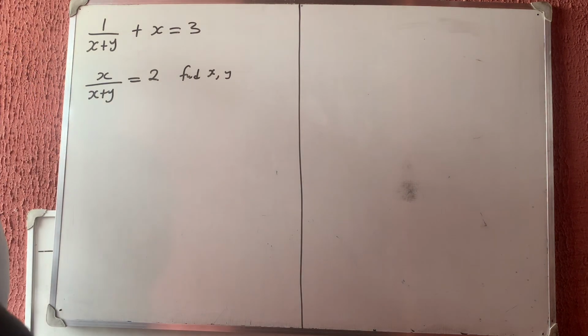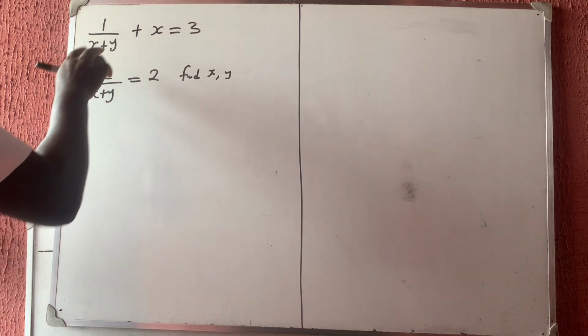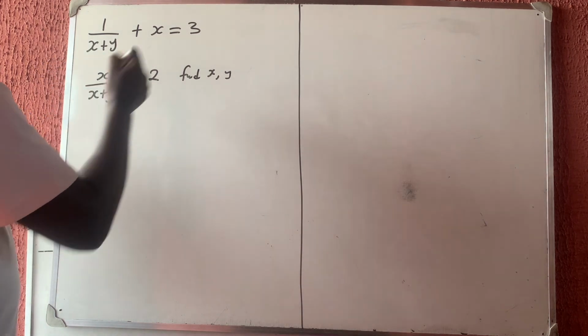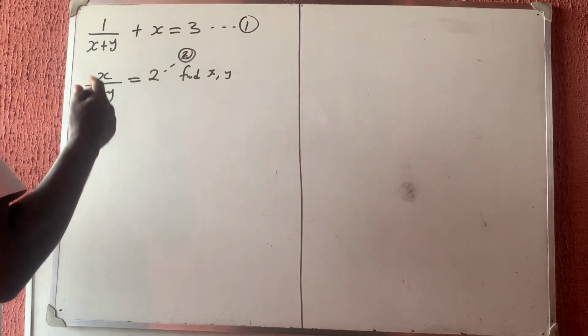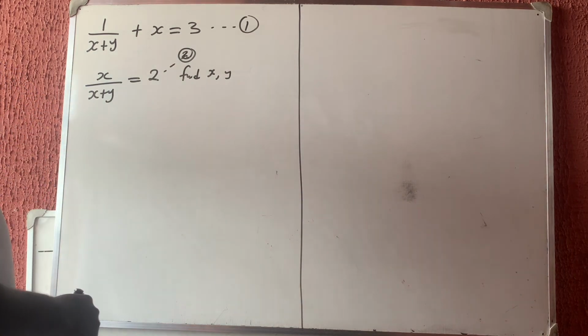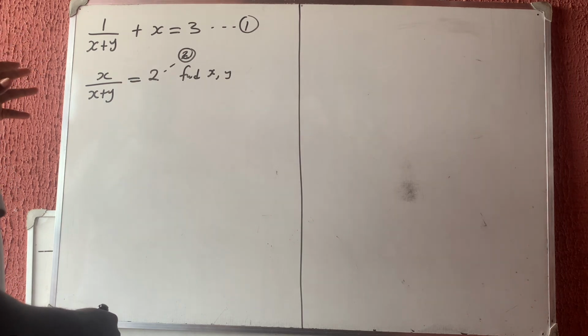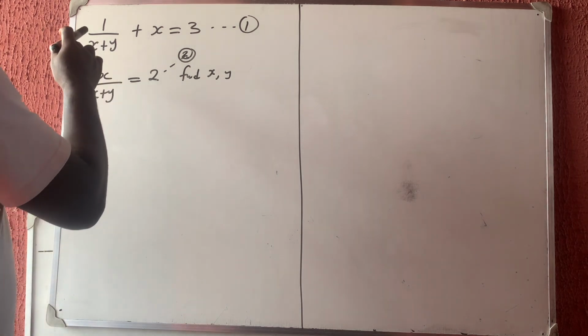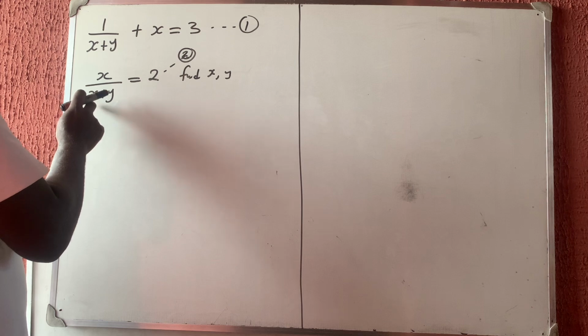Okay, let us quickly solve this problem. If you look at this question, you will discover there is a common thing in these two equations. Let's call this equation 1 and this equation 2. What you do in mathematics is check for the common term whenever you have equation 1 and 2. In this particular one, you see that this is 1 over this, and there is 1 over the same thing again.